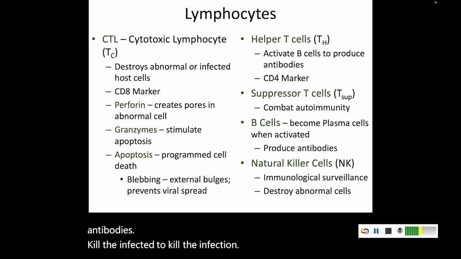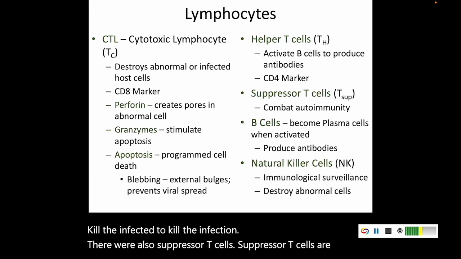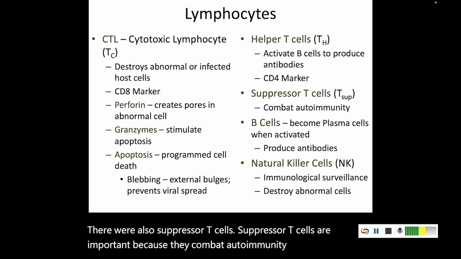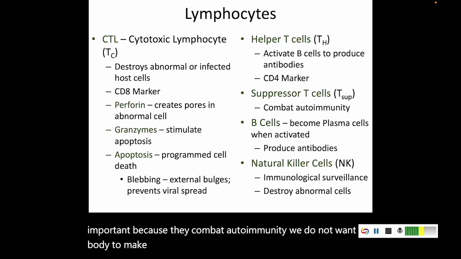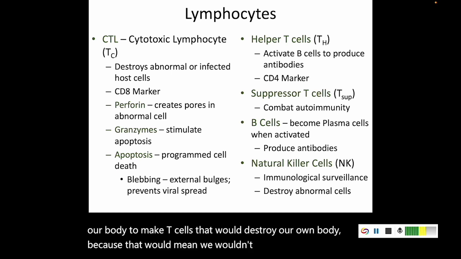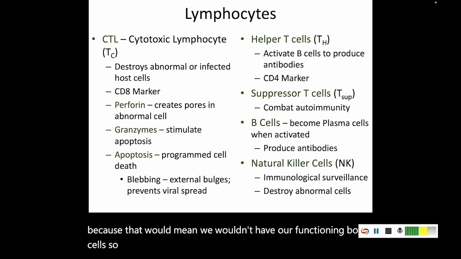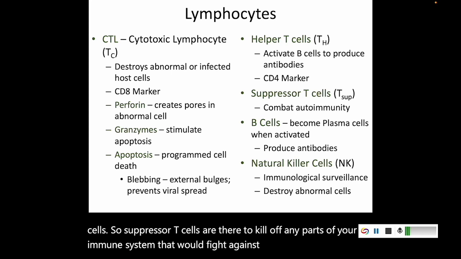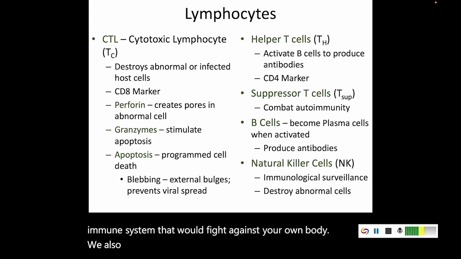There are also suppressor T cells. Suppressor T cells are important because they combat autoimmunity. We do not want our body to make T cells that would destroy our own body, because that would mean we wouldn't have our functioning body cells. So suppressor T cells are there to kill off any parts of your immune system that would fight against your own body. We also have B cells that make antibodies.